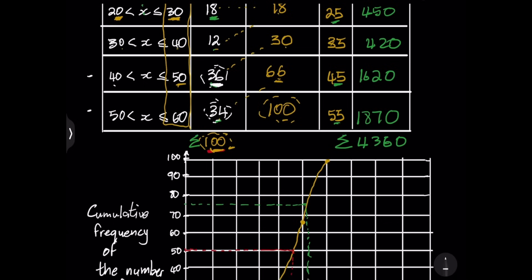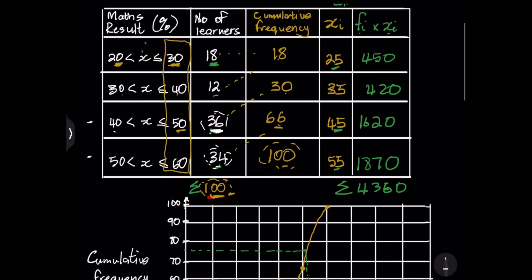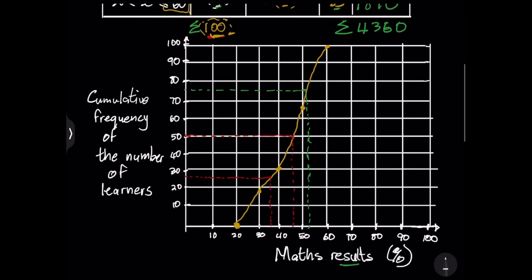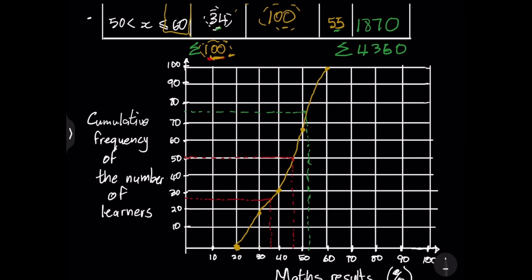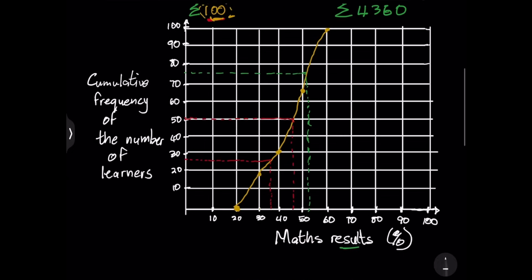In that case, that would give you 70, right? Okay. Now, you can also do that by going to your frequency curve, in this case your ogive, and asking which learners obtained above 40%, the number of learners that obtained anything above 40%.